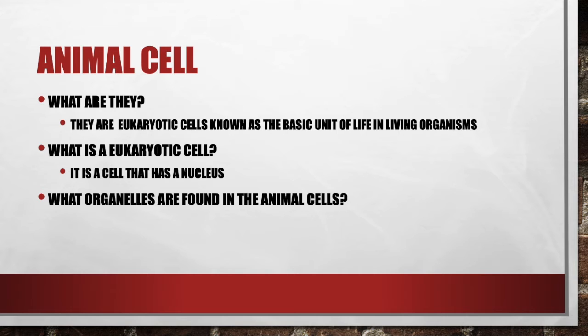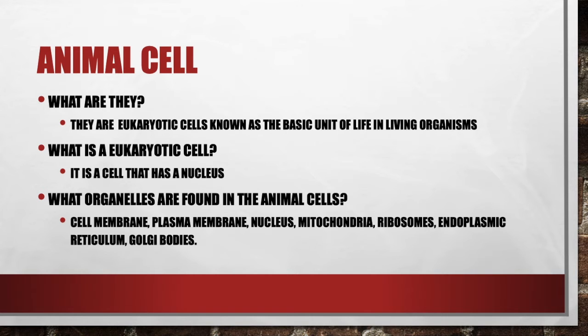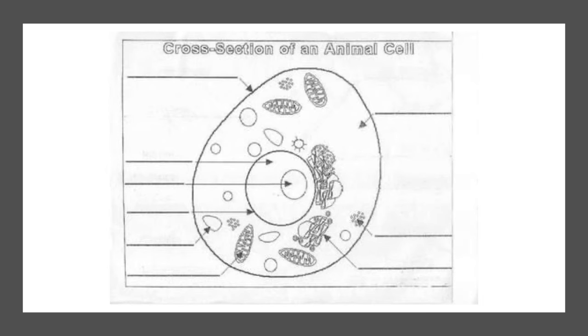What organelles are we going to talk about within these animal cells? We're going to talk about the cell membrane, the plasma membrane, the nucleus, the mitochondria, ribosomes, endoplasmic reticulum, and the Golgi bodies. And we're going to talk about all their functions as well. So on your paper, you have exactly what you see right here on my screen. We have a cross section of an animal cell. So as I'm going, I would like for you to fill out these blank spaces and also fill out the definition of these organelles as well.